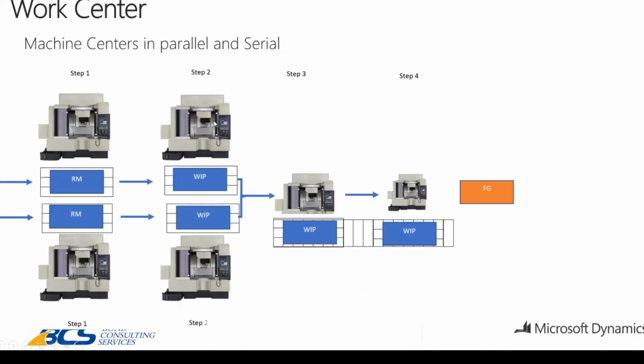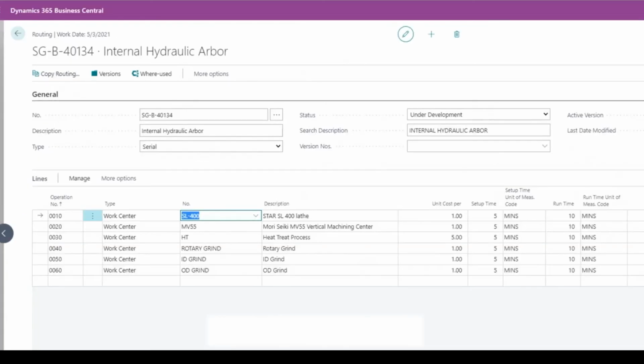Next, you have machine centers in parallel. These two, step 1 and step 2, are going to be parallel. You can send the raw materials at the same time, and then you can make it serial. So these are two different setups you can have. This is the routing which is attached to the item.